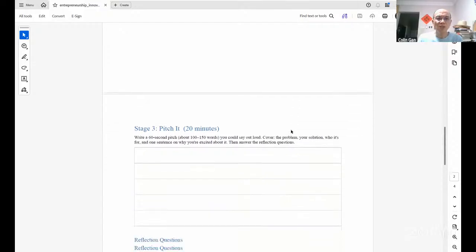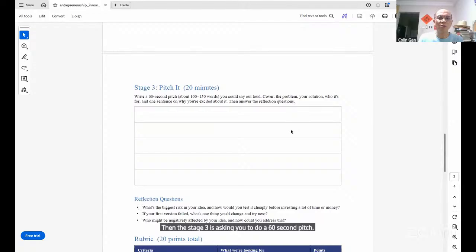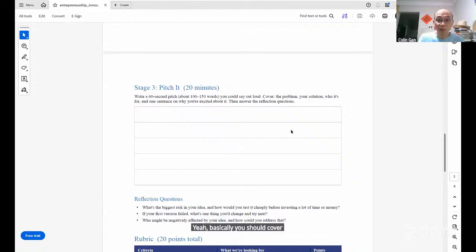Then stage 3 is asking you to do a 60-second pitch, which is about 100 to 150 words. You can say it aloud. Basically you should cover what is your problem, your solution, who is it for, and of course, 1 sentence on why you are excited about it.